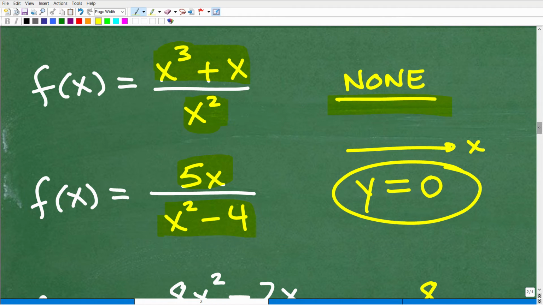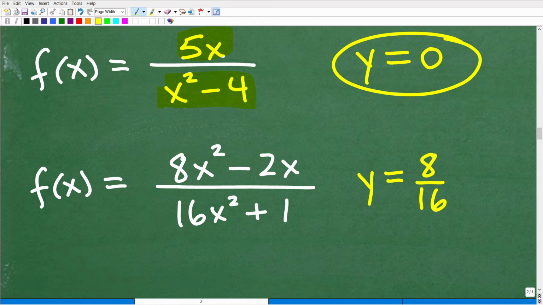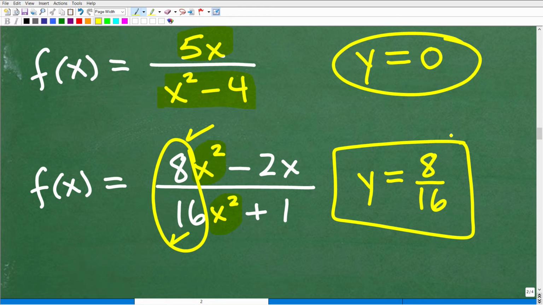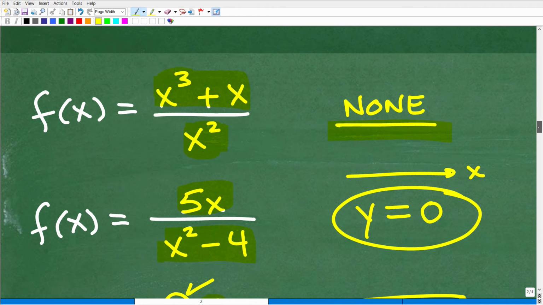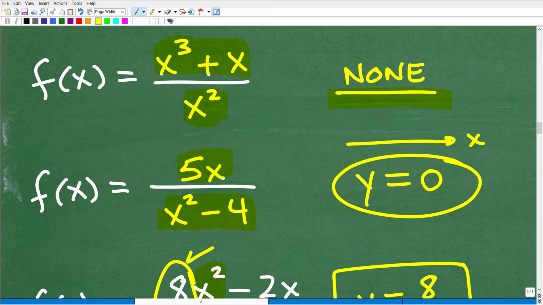All right, and lastly, if you have a situation where the degrees are the same, like in this case right here, we have x squared and x squared, that's the highest degree in the numerator and denominator, then the horizontal asymptote is going to be the ratio of the leading coefficients. In other words, we're going to construct the line y equals, and then we're just going to use the leading coefficients 8 and 16, and this will be the horizontal line. Of course, we would simplify this down to the line y equals 1/2, but that right there is the three cases, all right? So you got 1, 2, 3 cases.